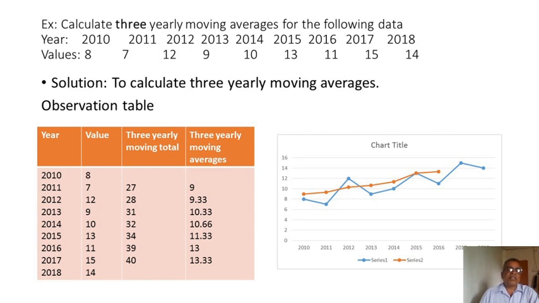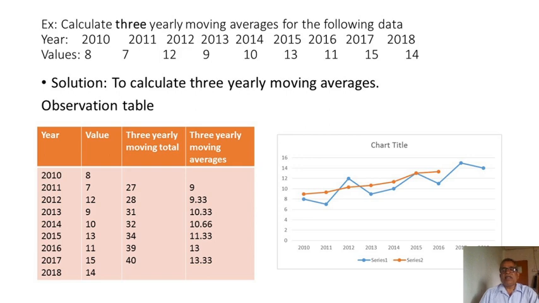So 3 years are given, and we place the 27 corresponding to 2011. Again we take the sum of the next three values, 7 plus 12 plus 9, it is 28, and it is placed at 2012, and we repeat this cycle to the last. Then we compute the next column as the 3 yearly moving average, or the trend value. So we divide each term by 3, because we took the sum of 3 values, and we get the average values in a column like this.